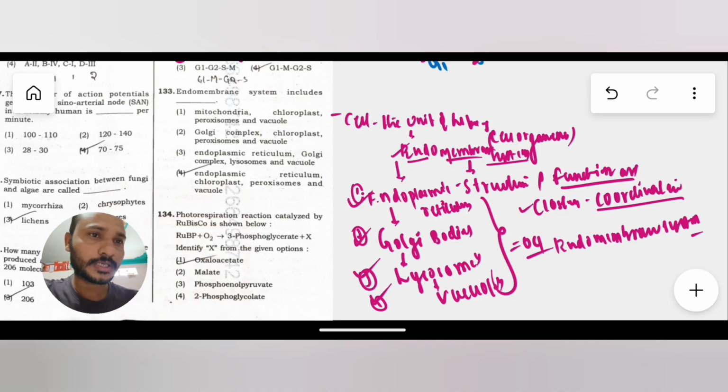So here we have to identify. First the endoplasmic reticulum, and then, is chloroplast there?